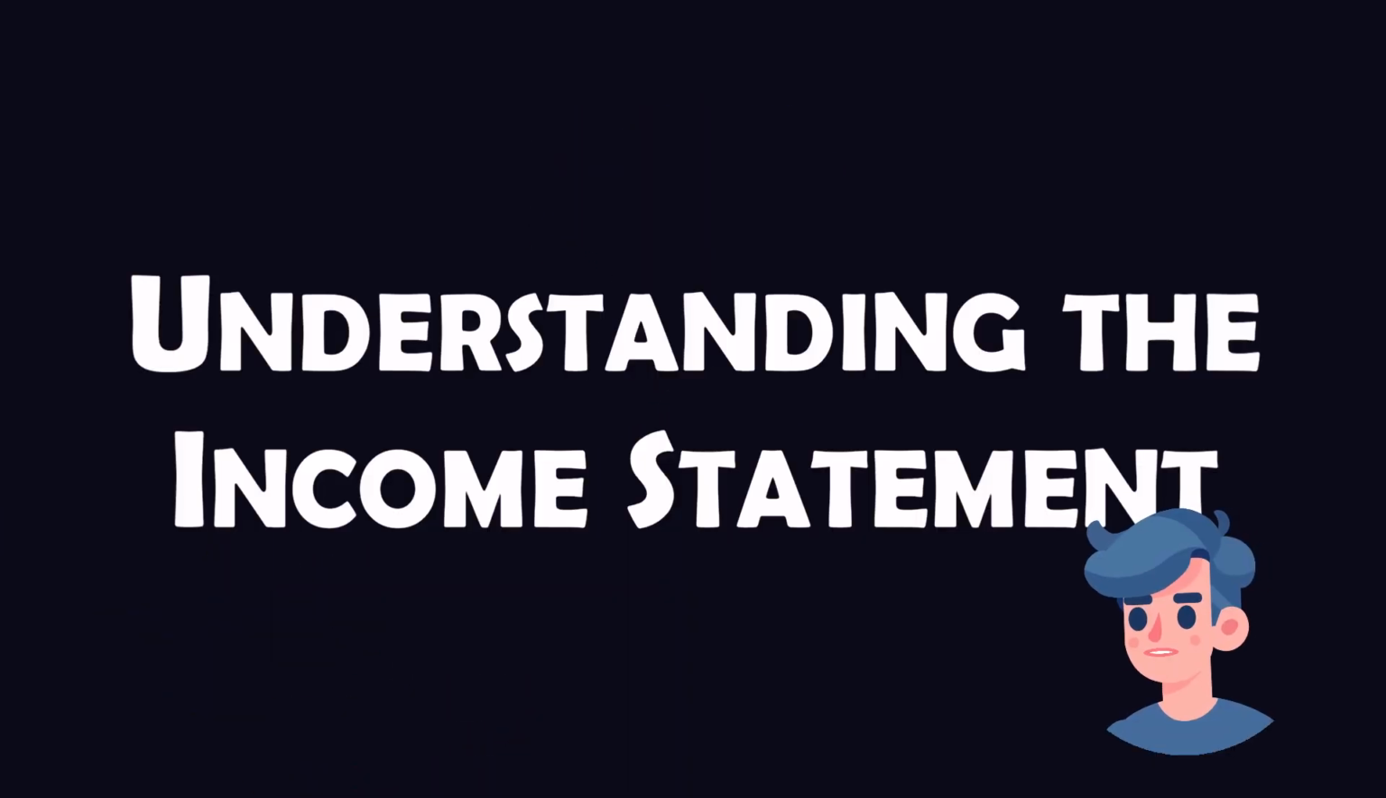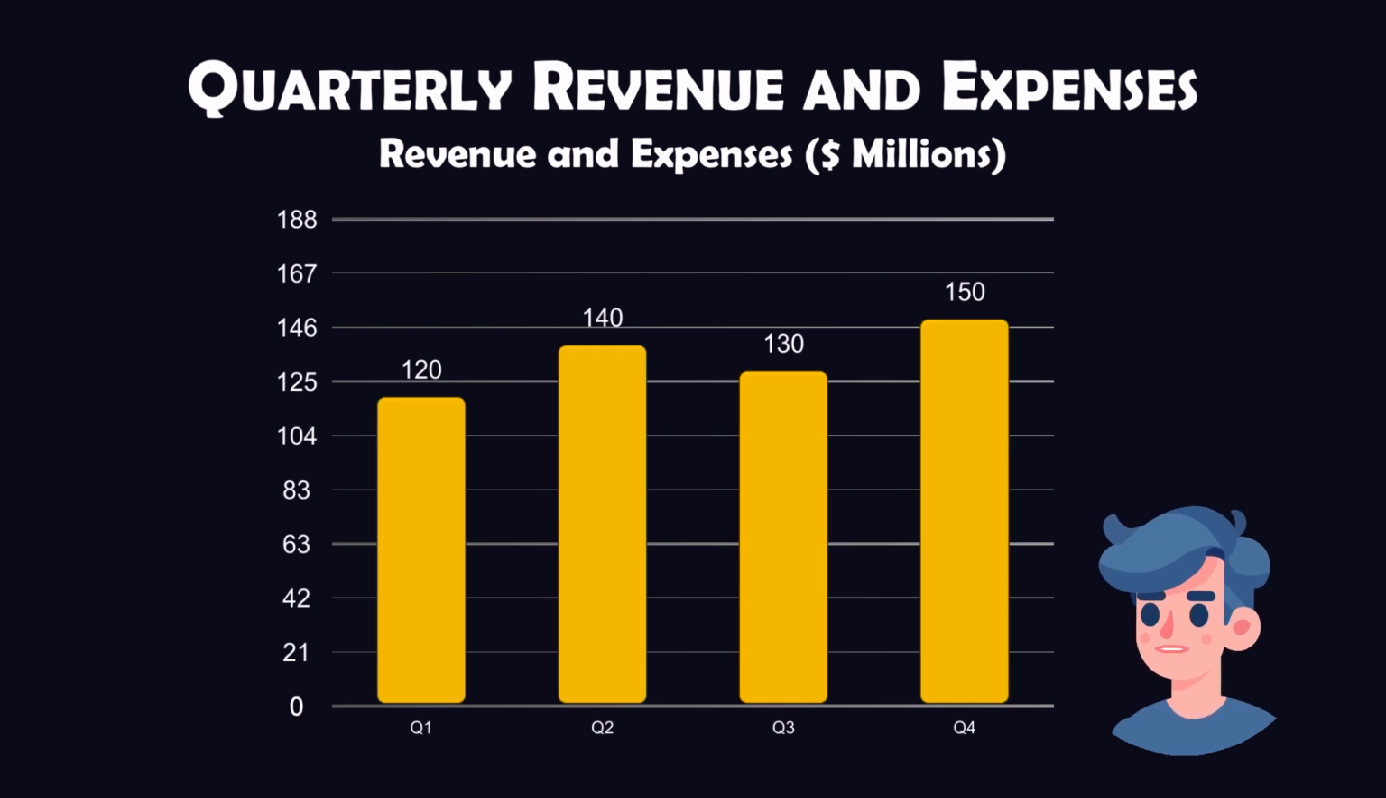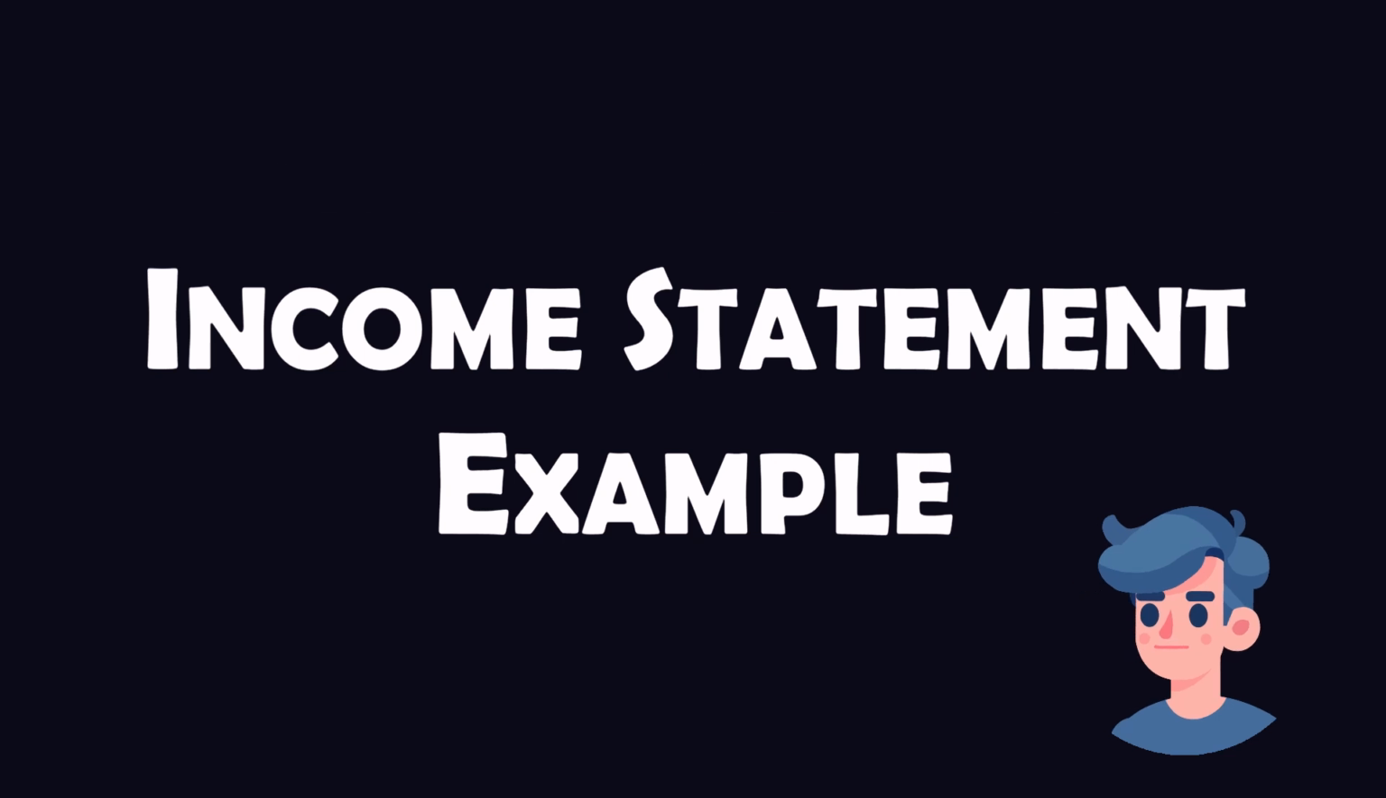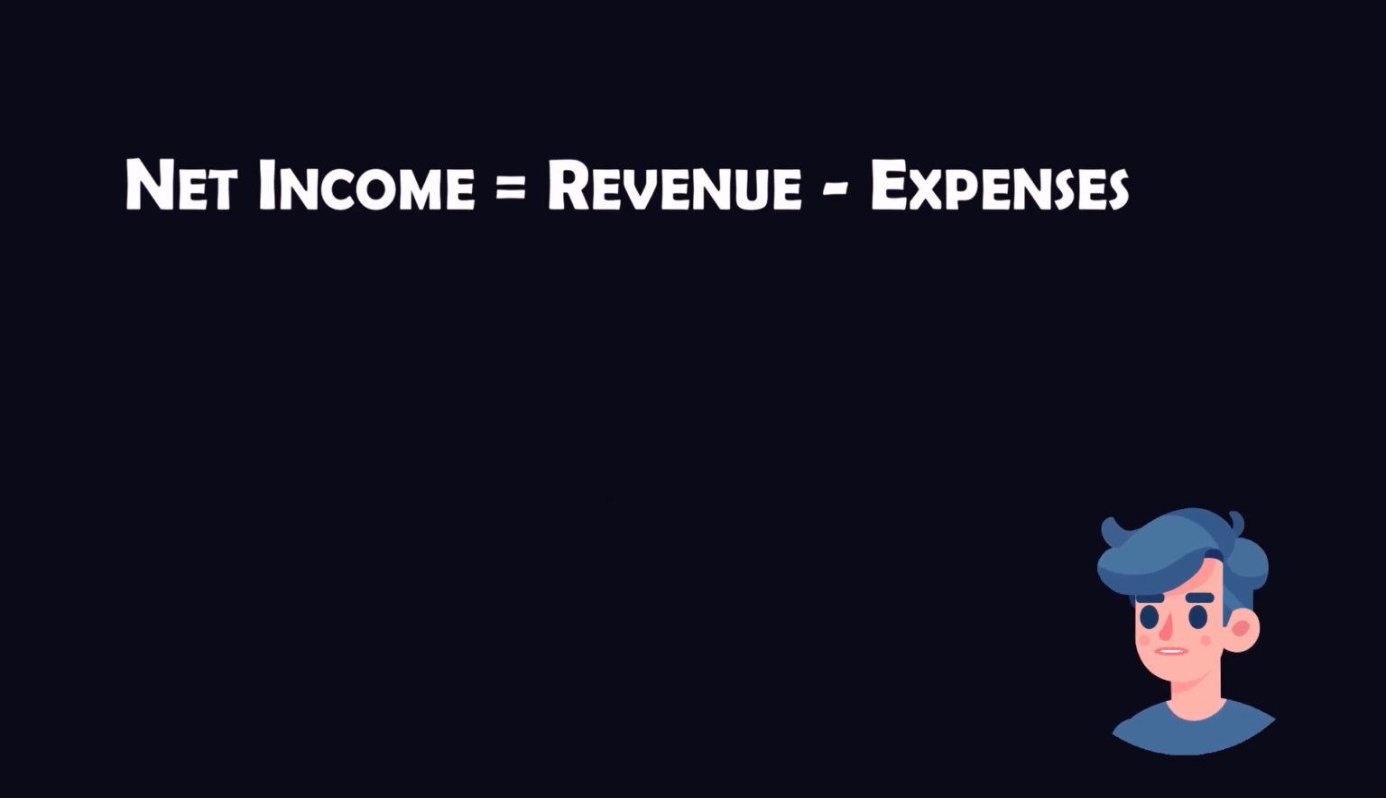The income statement, also known as a profit and loss statement, shows the company's revenues and expenses during a specific period. It provides insight into the company's ability to generate profit. As an example, suppose Company X has a revenue of $140 million and expenses of $100 million in Q2. The difference of $40 million represents the net income.